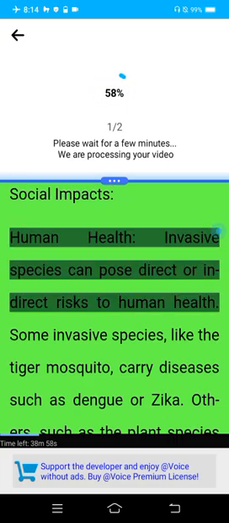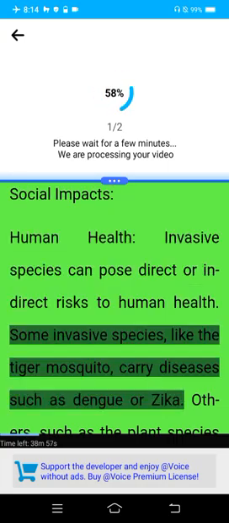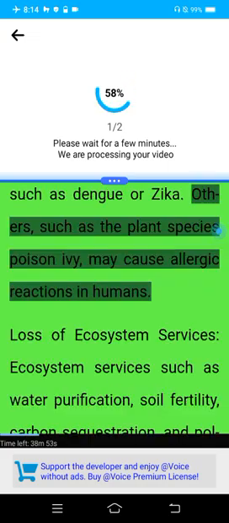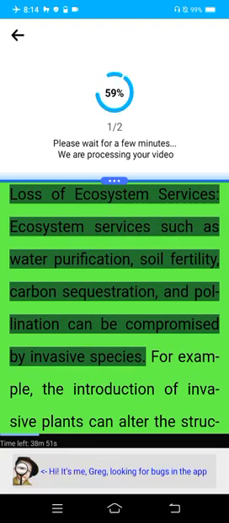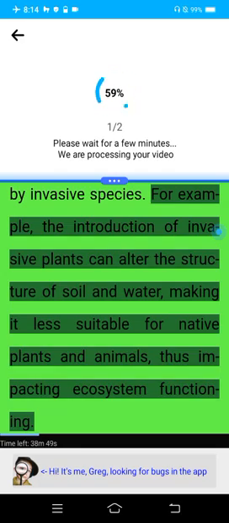Social impacts. Human health. Invasive species can pose direct or indirect risks to human health. Some invasive species, like the tiger mosquito, carry diseases such as dengue or Zika. Others, such as the plant species poison ivy, may cause allergic reactions in humans. Loss of ecosystem services. Ecosystem services such as water purification, soil fertility, carbon sequestration, and pollination can be compromised by invasive species. For example, the introduction of invasive plants can alter the structure of soil and water, making it less suitable for native plants and animals, thus impacting ecosystem functioning.